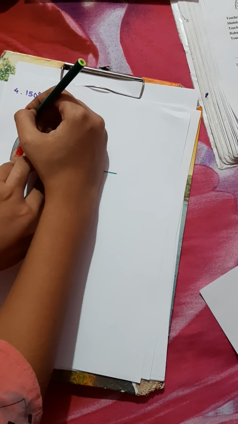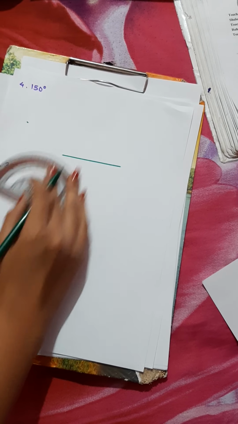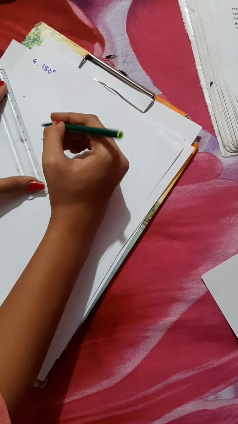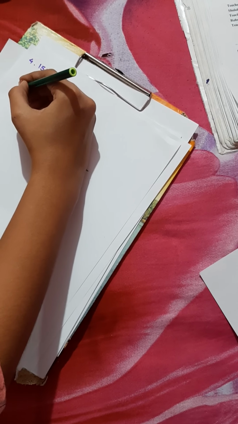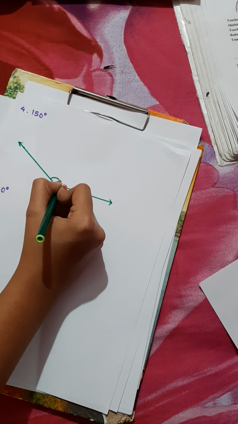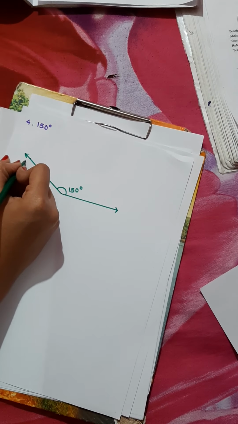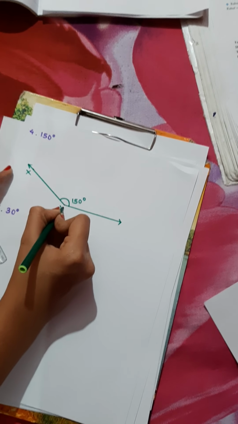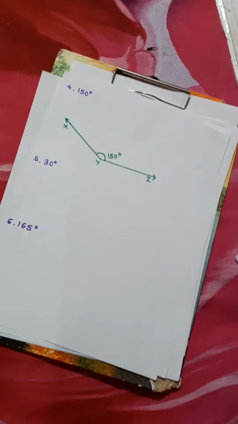Keep the protractor and take the measurement of 150 degree and draw the segment. And write down 150 degree. Give the name angle XYZ. You can give the name with your mind also, 3 letters.